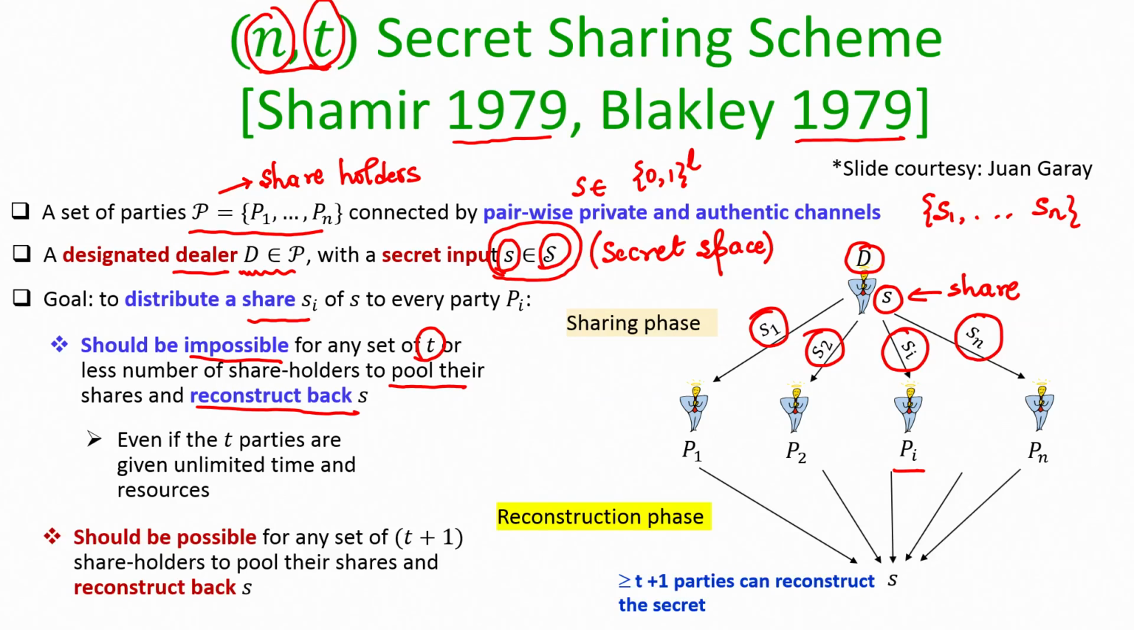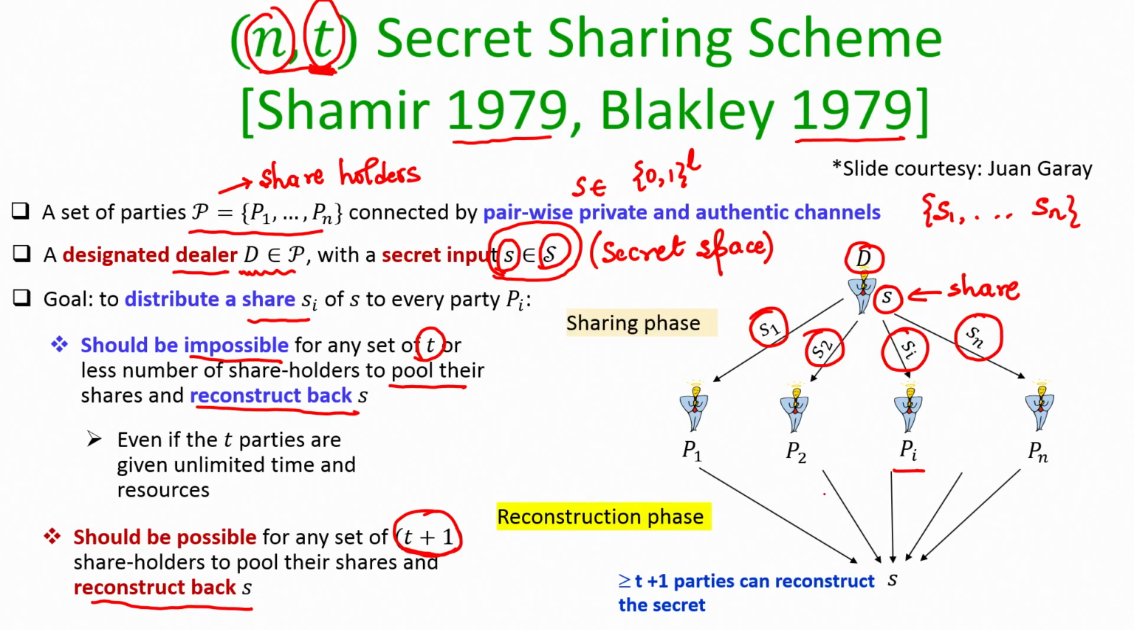The second requirement is that if t plus 1 or more shares are available from this vector of n shares, then it should be possible to efficiently and uniquely reconstruct the secret. So, you can imagine here that t is acting as a threshold.